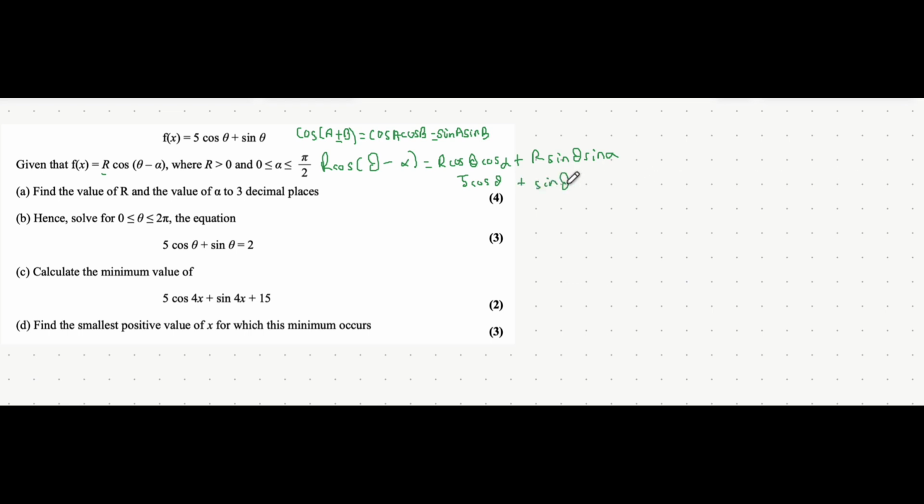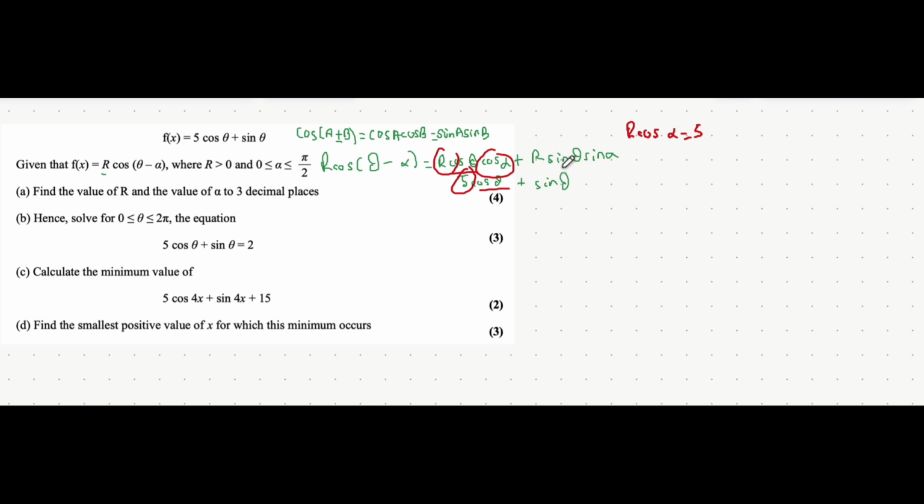We now want to compare coefficients, so let's do that. I'm just going to not only change the color of the pen, but increase the thickness. Okay, here both of these terms have cos theta, so we can compare the coefficients and we can say that R cos alpha is equal to 5. So let's start by forming that expression. R cos alpha equals 5.